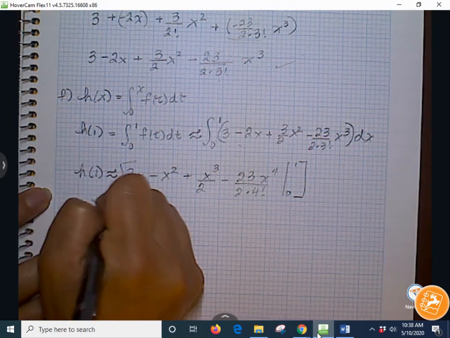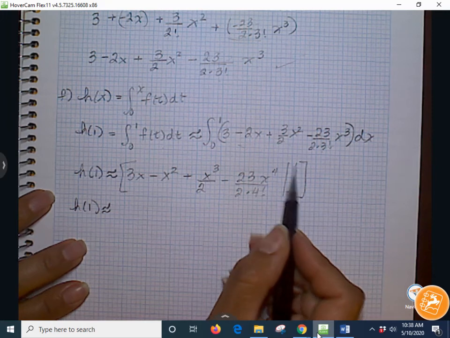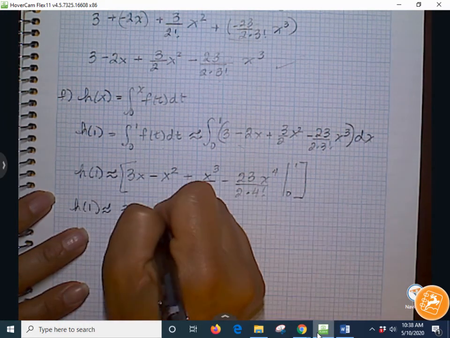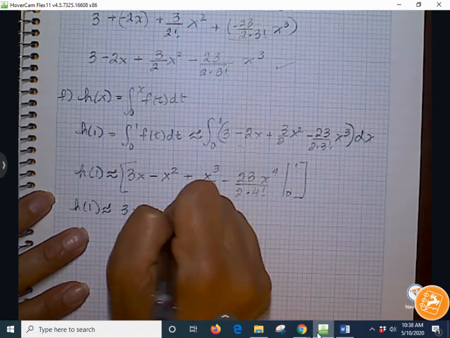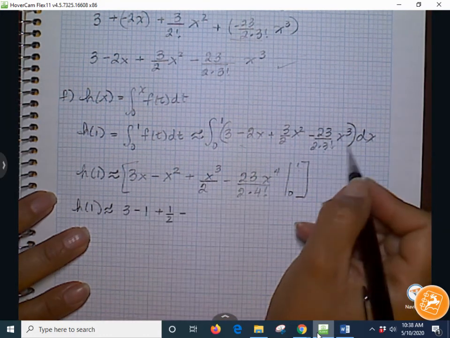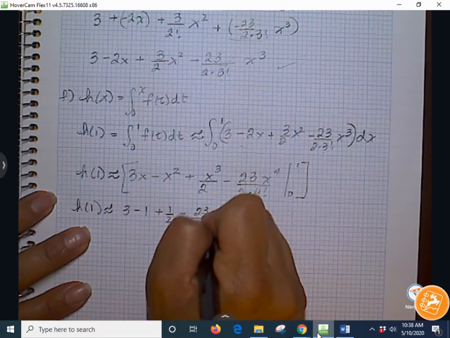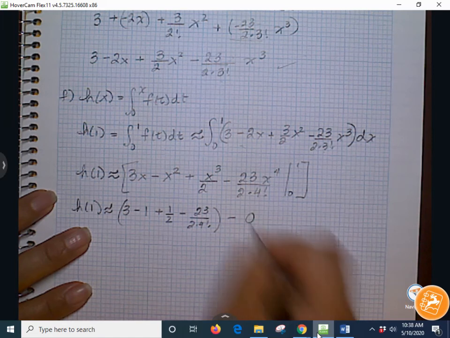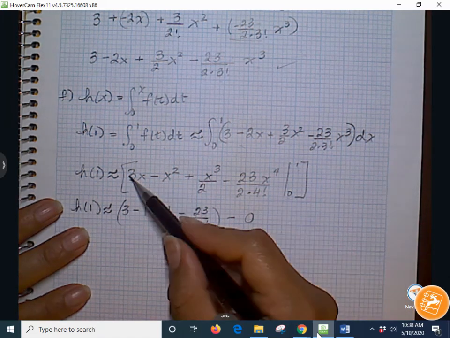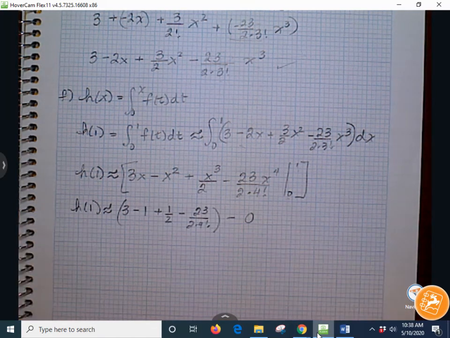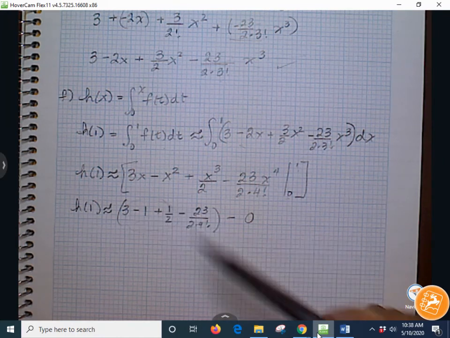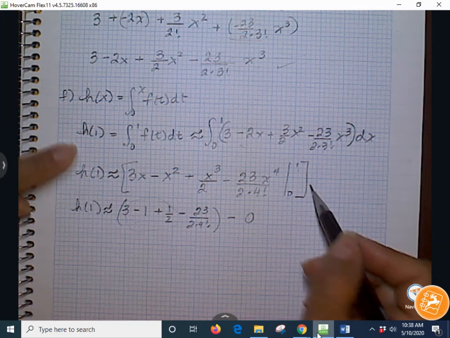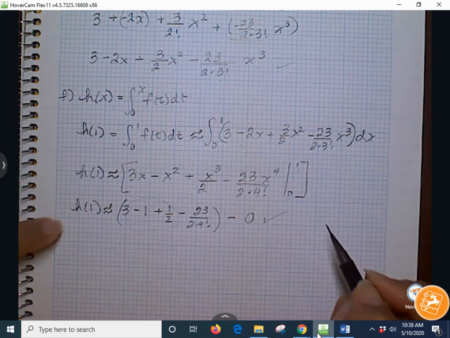So h of 1 is approximately, when I put 1 in, it's going to be 3 minus 1 plus 1/2 minus 23 over 2 times 4 factorial, minus 0. Because when I put 0 in for all those x's, that whole expression is going to go to 0. You can leave it like that. If you want to simplify this, go ahead. But I'm just leaving it like this.